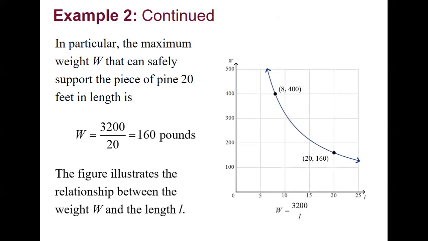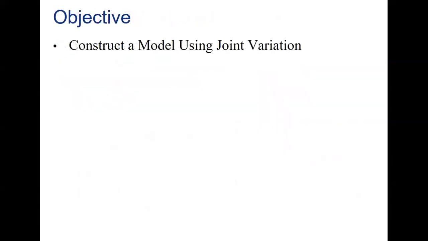So when we look at it graphically, notice how as our length increases, our weight does what? Decreases. That wood is getting less and less reliable. All right. How do you feel? Good? All right. So variation parts 1 and 2 are done. Now we're on the last part of variation, which is joint variation.